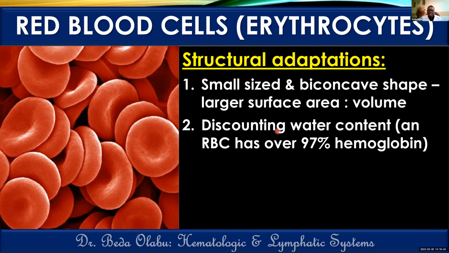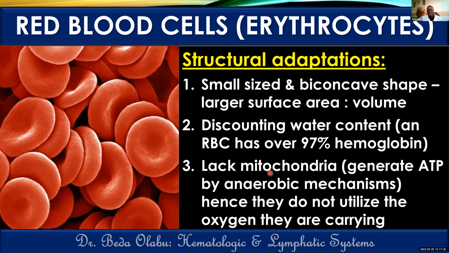Also, the amount of water that is contained within the red blood cell is not much. Instead, it has a high amount of hemoglobin. 97% of the cytoplasm of the red blood cell is actually just hemoglobin. So it has a high amount of hemoglobin as opposed to the intracellular water. That's an adaptation to increase the hemoglobin content, which enables it to bind as many oxygen molecules as possible.